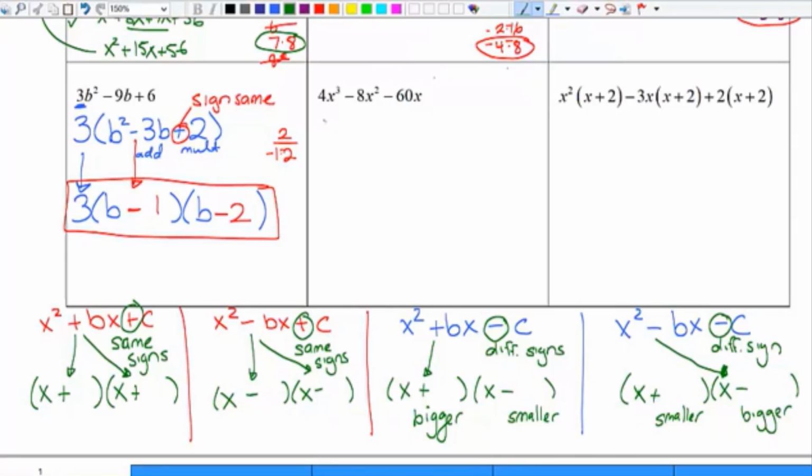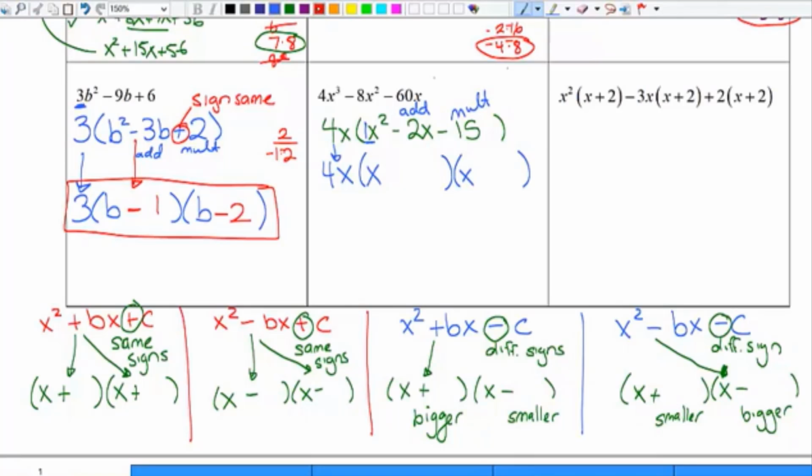On the next problem, I have a GCF of 4x. Now that I've factored out the GCF of 4x, now I have a leading coefficient of 1, which is what I want for my easy trinomials. Don't forget to pull the 4x down. I know I have an x and x in the front. I'm looking for two numbers that multiply to negative 15 and add to negative 2 at the same time.